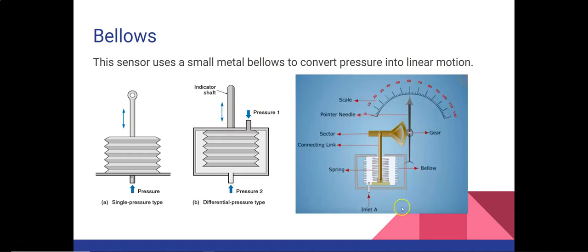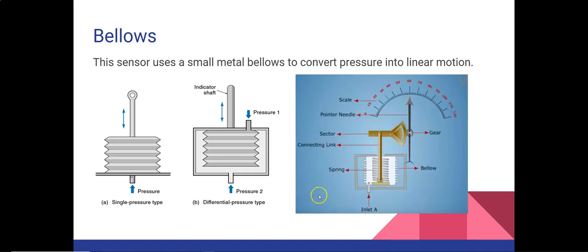Let's see this example picture in which a bellows pressure sensor is there, and we see that this is the inlet from where the pressure will go inside, and a spring is provided, and we have the bellows here, and then we have this sector which is connected to the gear, and as this sector moves the gear will change, and further it is connected to this needle, and this needle is connected to this scale.